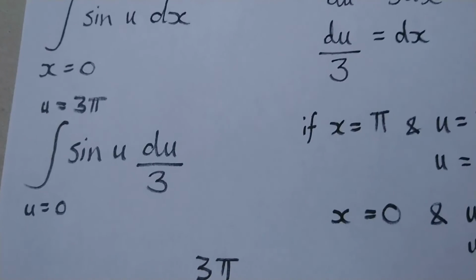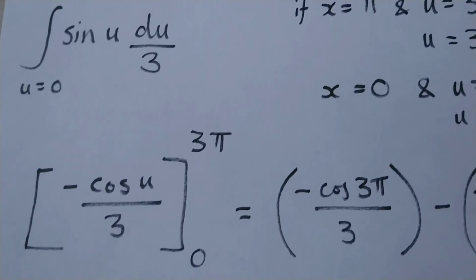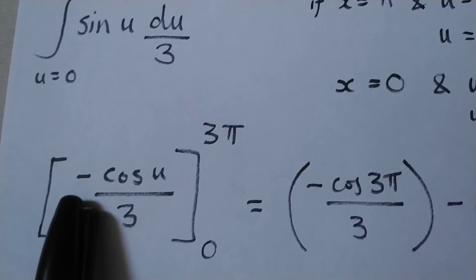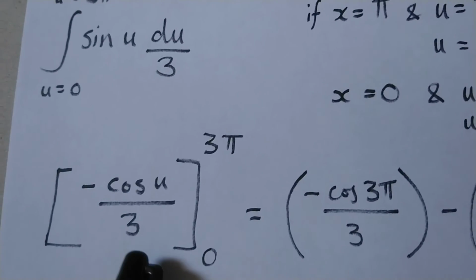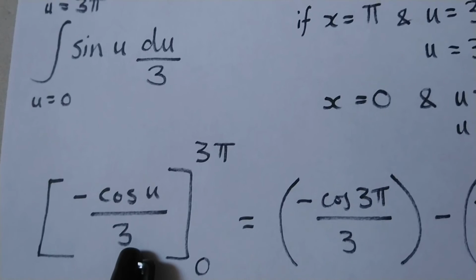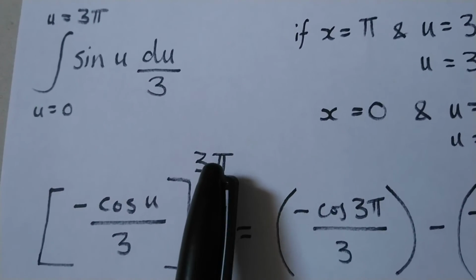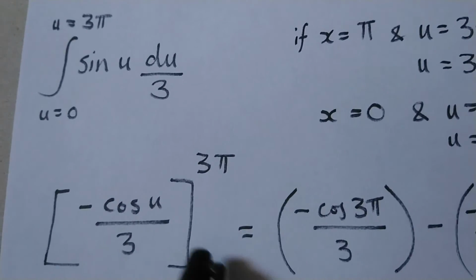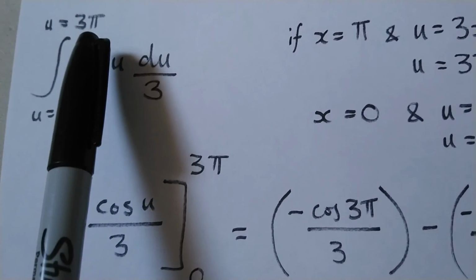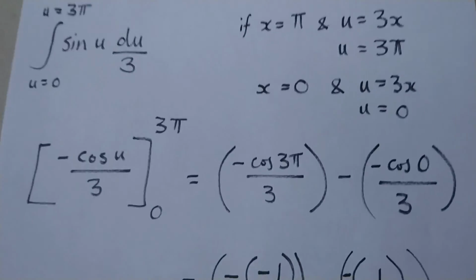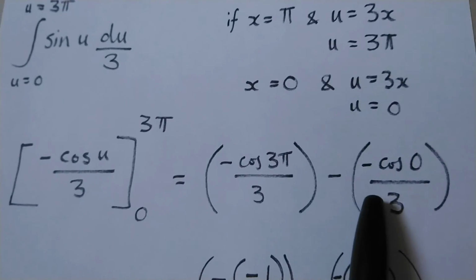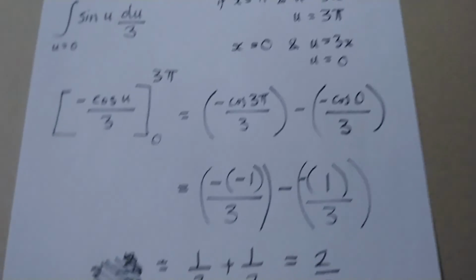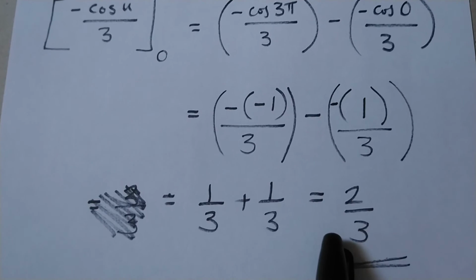And now we can just integrate as normal. So sine u integrates to negative cos u, but we've got the divide by 3 here as well, so we must remember to include that. We put the limits in, the new limits of 3 pi and 0, which we worked out a moment ago. And then we simply pop the values in as normal. And if you work that lot out, you end up with an answer of 2/3.